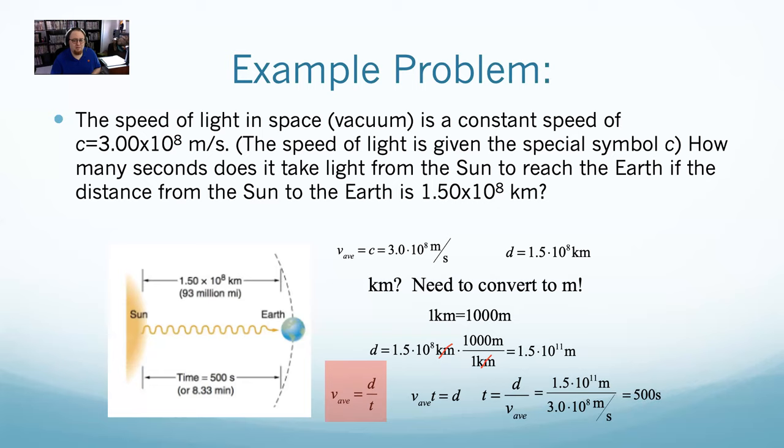Any questions on this problem? Yeah, so at the bottom, you got 1.5 times 10 to 11 divided by 3.0 times 10 to the 8th meters per second. Why do you have 10 to the 8th? Didn't you only solve for that? Well, that's what c was. That's just a number in scientific notation. The velocity is 3 times 10 to the 8th. Okay.